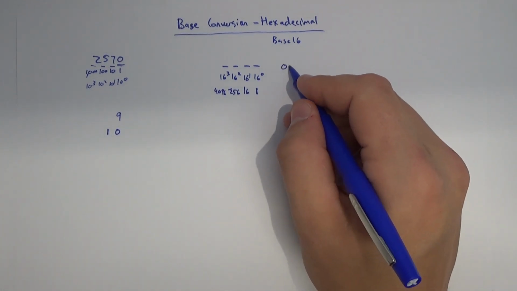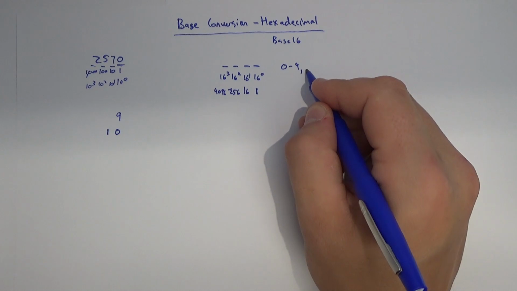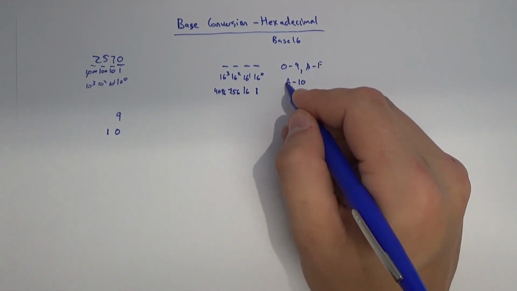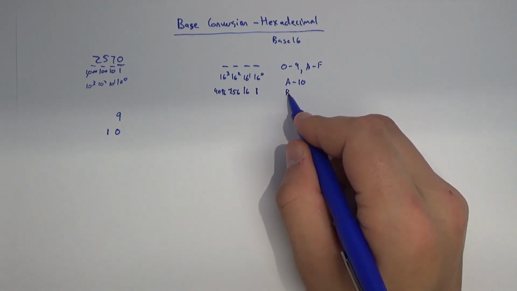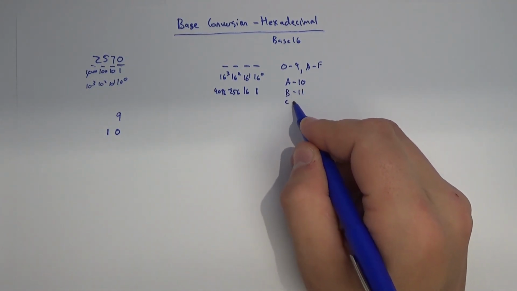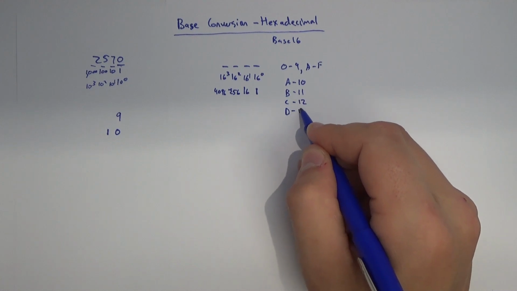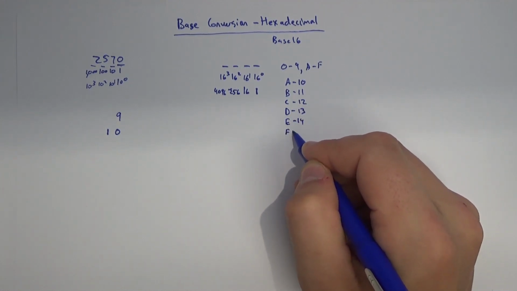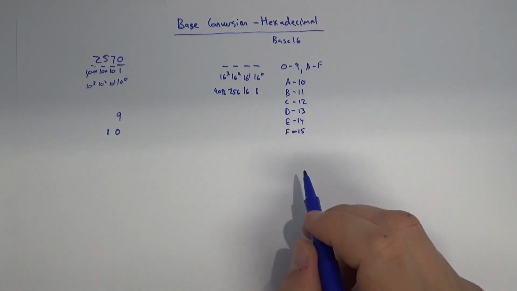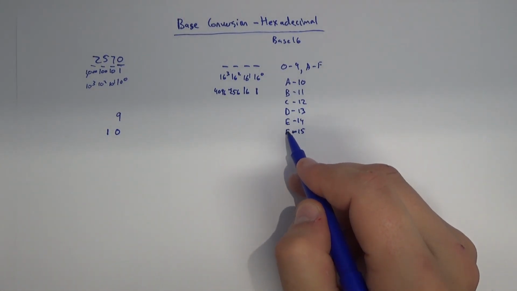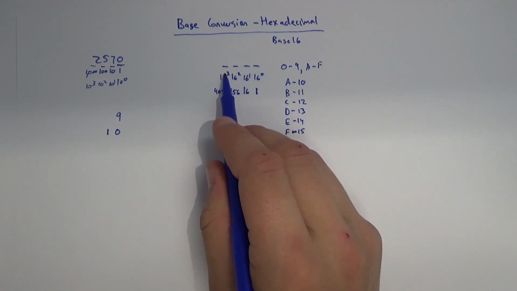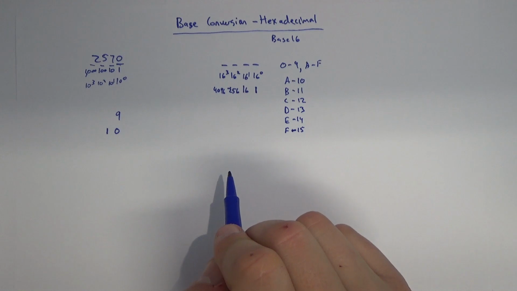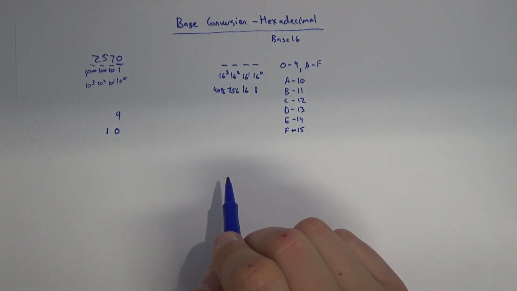So we'll have the numbers 0 through 9, but we will also have the letters A through F. So A will represent decimal 10 in hexadecimal, B will represent 11, C will be 12, D will be 13, E will be 14, and F will represent 15. Right? So each of these letters then can be used in any of these place values to represent that many 1s, 16s, or 256s. Right? So let's see what this looks like.